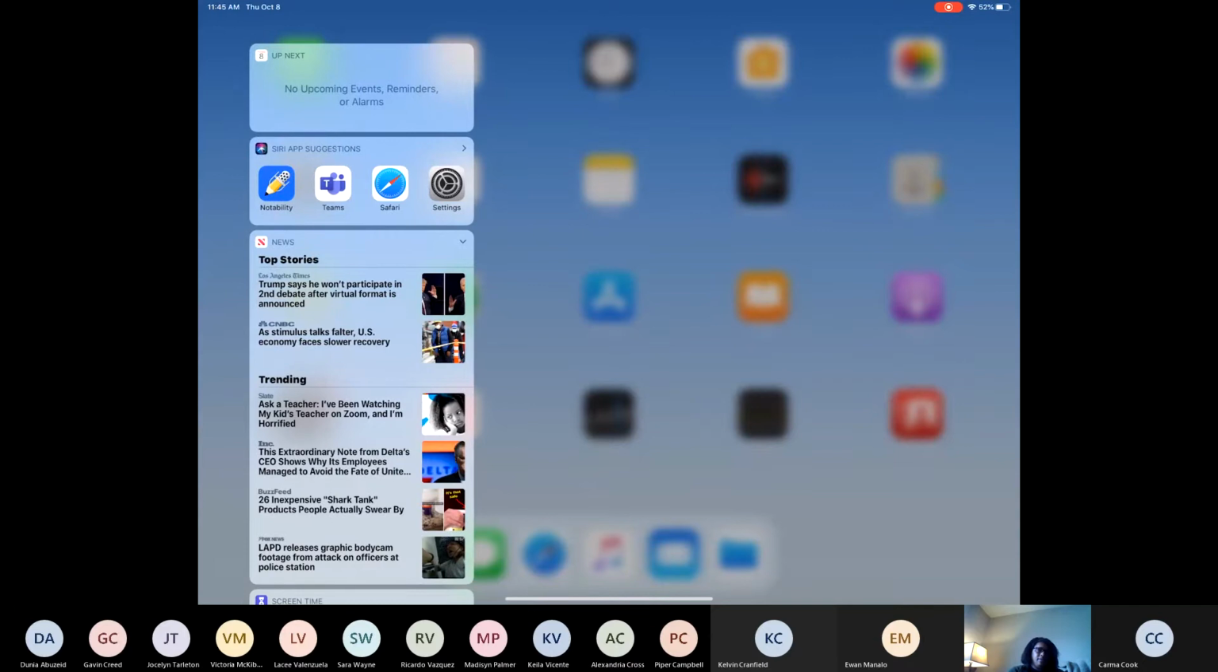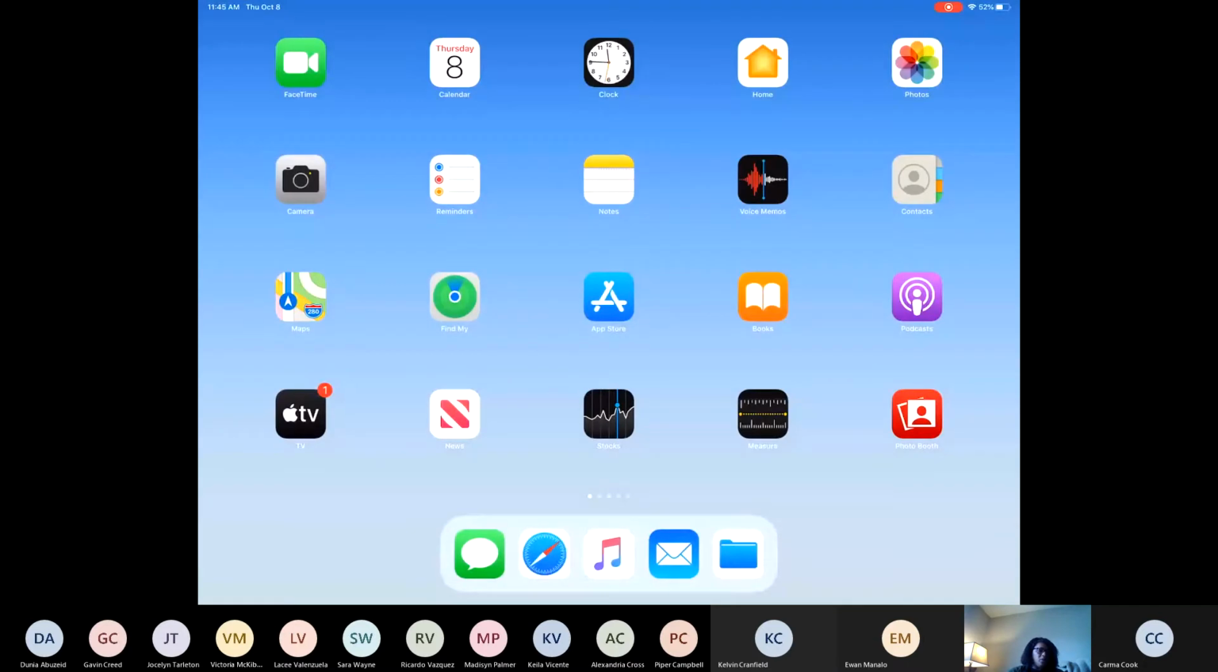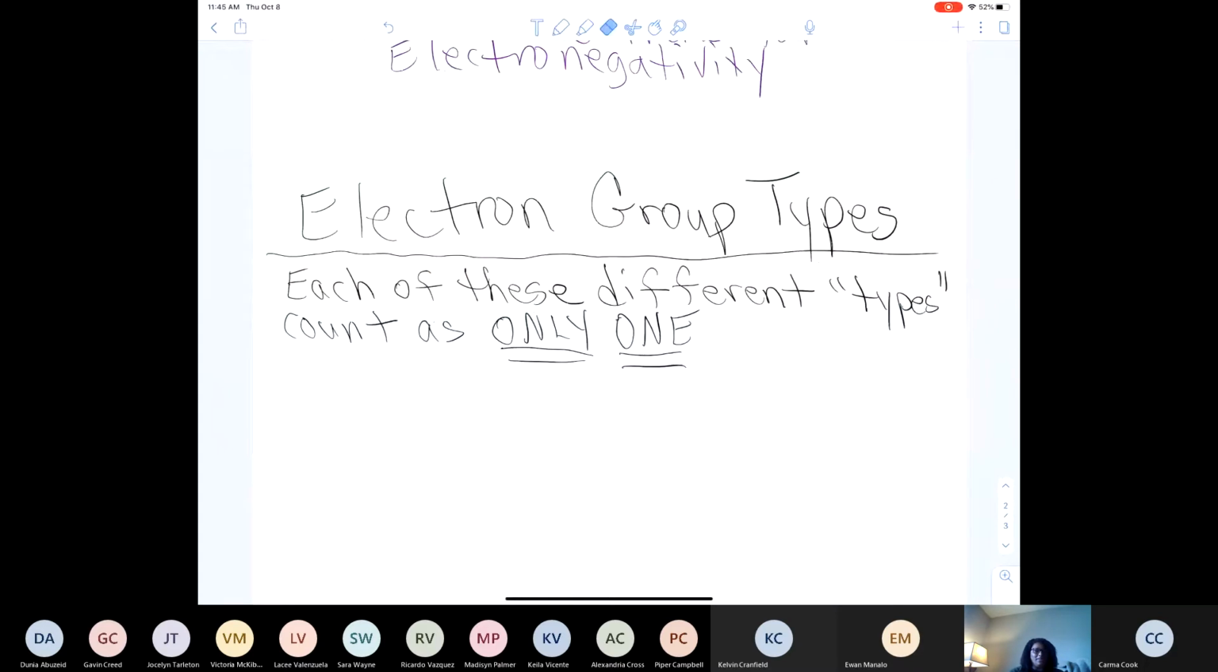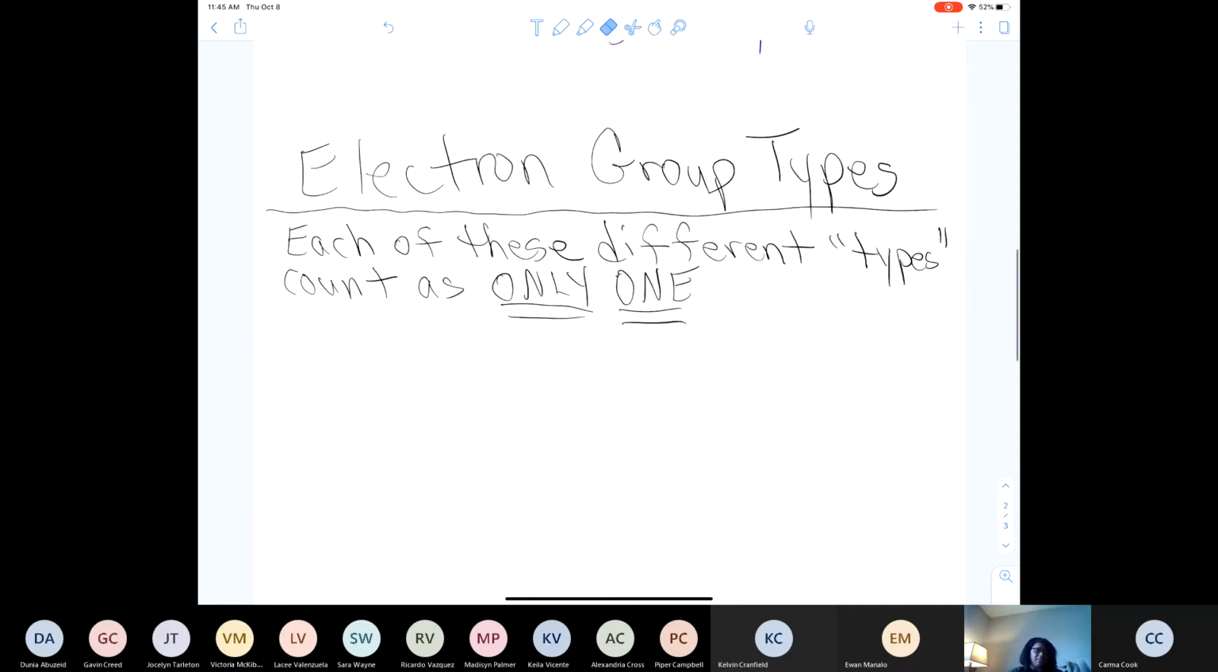I can see your screen now. But now my Notability is frozen. I can't get back to... there it goes. Now can you see my electron group types? Yes, ma'am. Okay, great, that solved it.